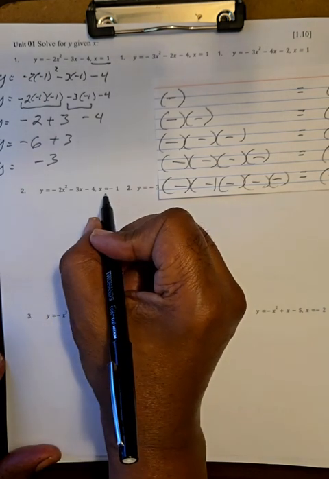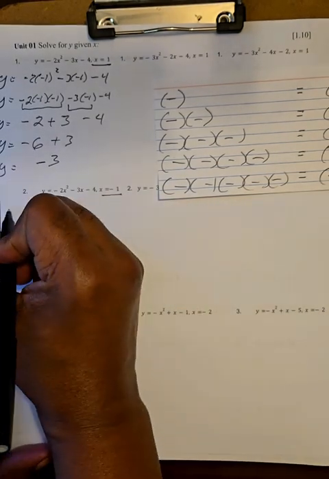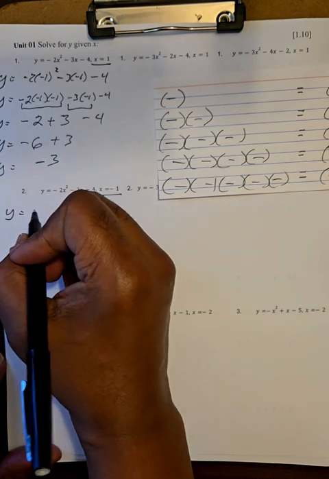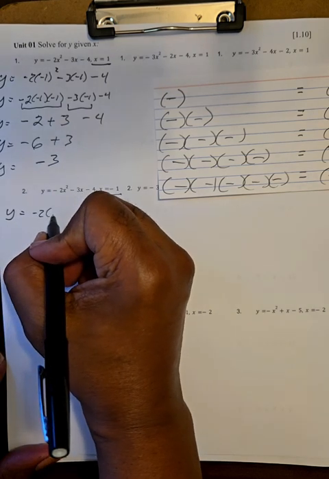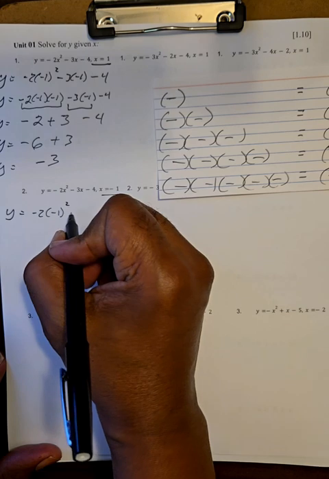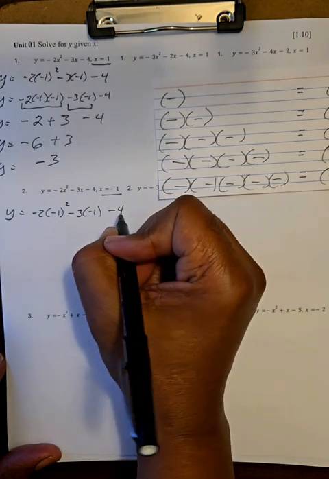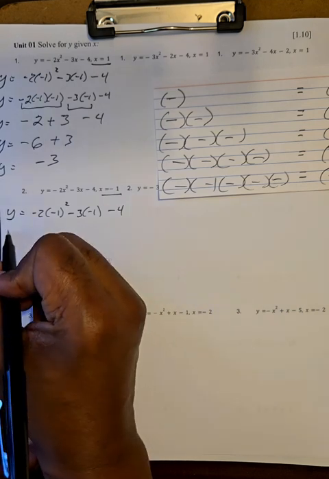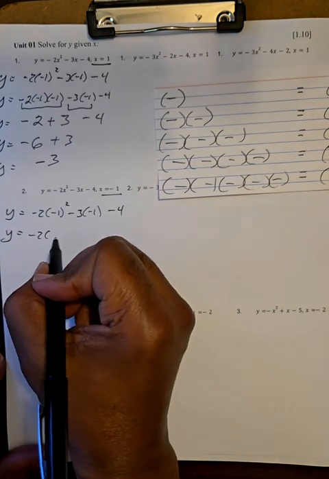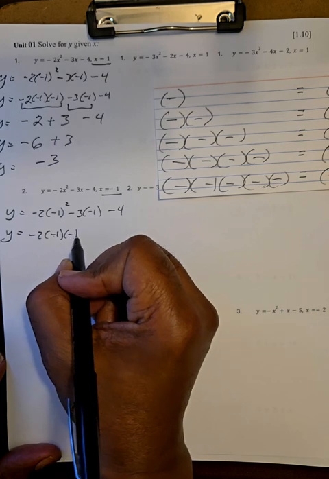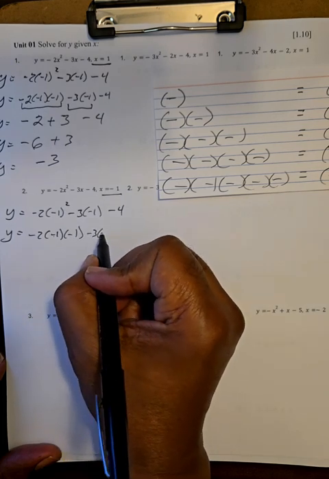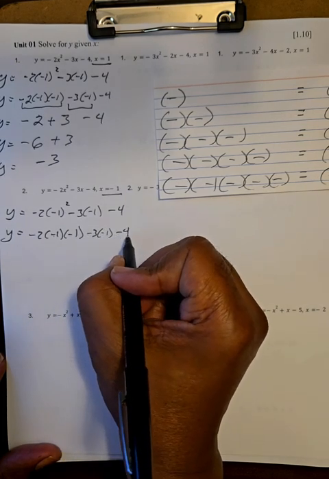Next, we have x is -1. So now we get y equals -2, parentheses, (-1) squared, minus 3(-1), and minus 4. We're going to expand this right here, so we'll get -2(-1)(-1), minus 3(-1), and then the minus 4.